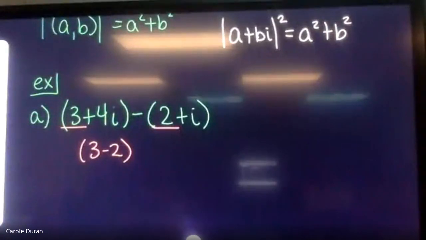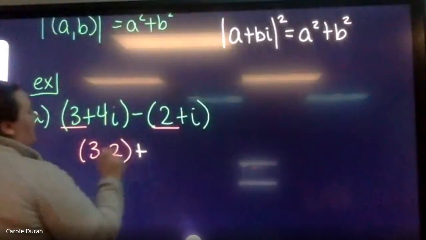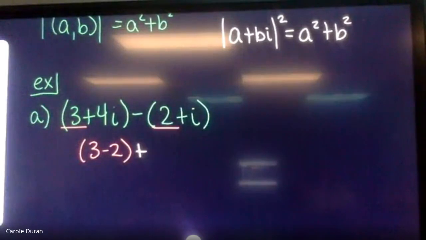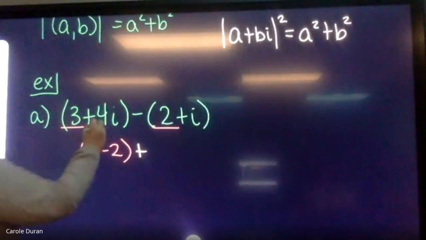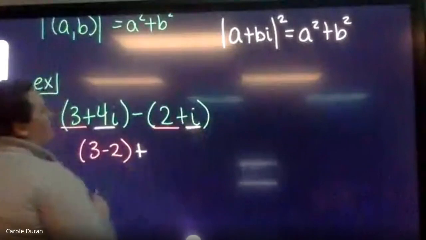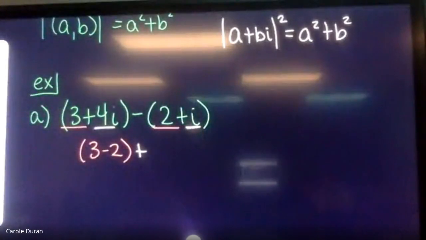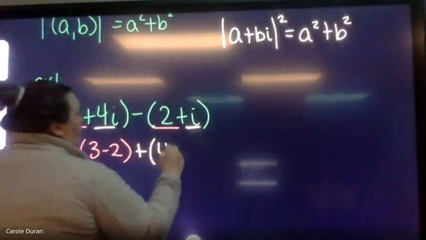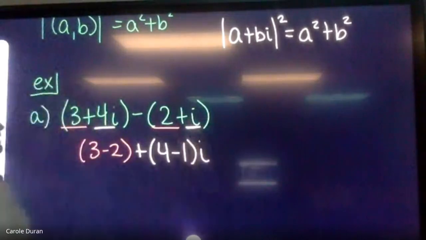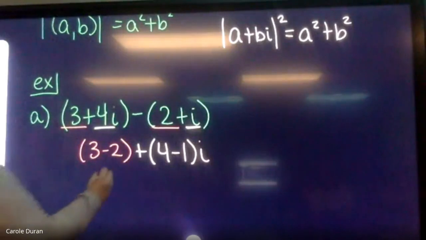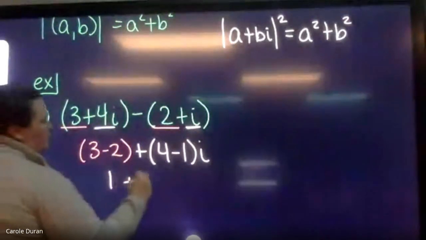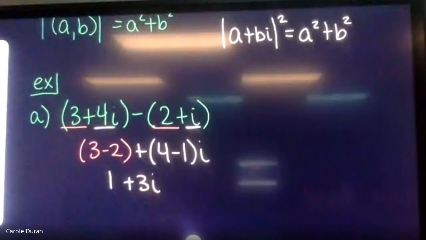Can we just do that? Yes. Plus, then I'm going to do the same thing with my imaginary parts. My first imaginary part is 4. My second imaginary part is 1. So then I get 4 minus 1 with the i outside, and then I simplify it. 3 minus 2 becomes 1. 4 minus 1 becomes 3, and I have to keep the i on the end. So the subtraction of these two complex numbers simplifies into 1 plus 3i.